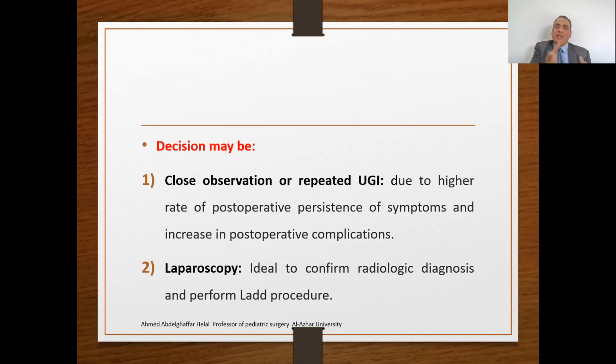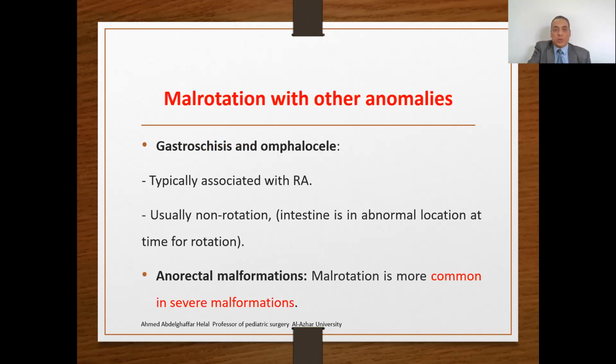Number one, children with incidentally discovered malrotation on radiological imaging performed for another reason. Number two, children who present with atypical malrotation, mild symptoms with equivocal imaging studies. So laparoscopy is ideal to confirm the diagnosis and to perform the LADS procedure.